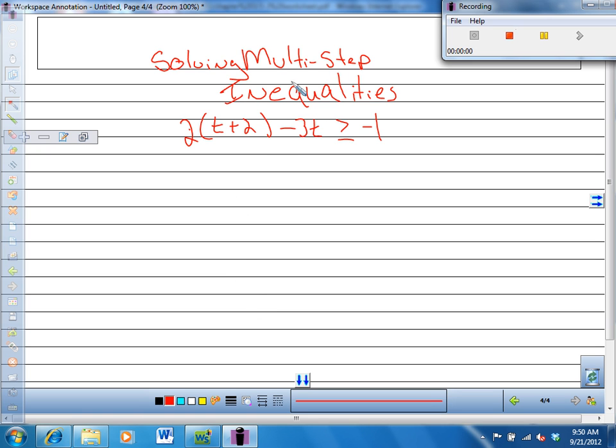Inequality. And so you basically solve this just like you solve an equation. The only thing that's different is when you have to divide or multiply by a negative, that sign flips, and then you graph it at the end. So they will probably take solve and check. Solve and check.